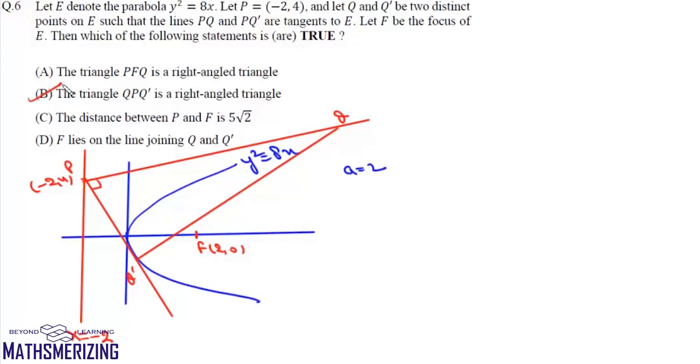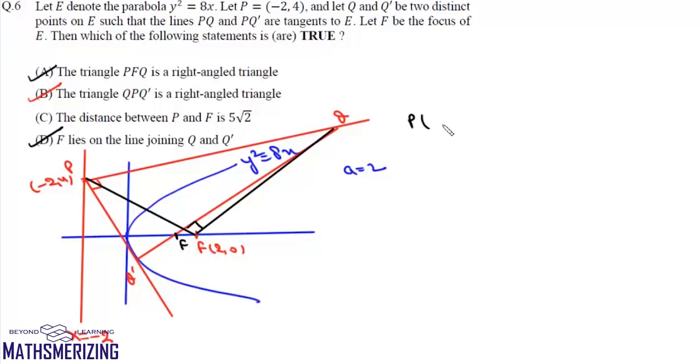And also we have the second property, that portion of tangent intercepted between the point of tangency and directrix always makes an angle 90 degrees at the focus. So that means this option A is also correct. And we also know that these perpendicular tangents always pass through focus of parabola. That is, this QQ dash will be a focal chord. So this option D is also correct, that F lies on line joining Q and Q dash.